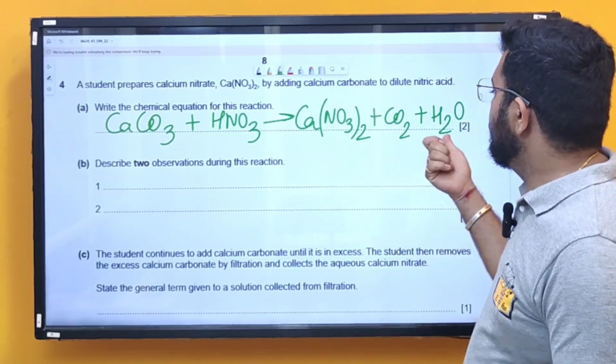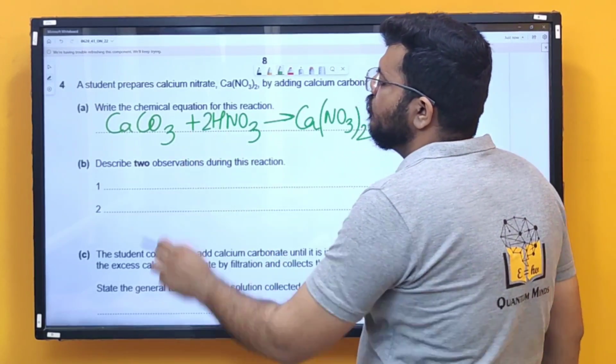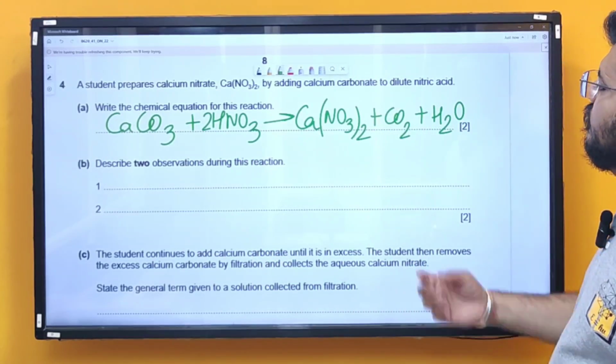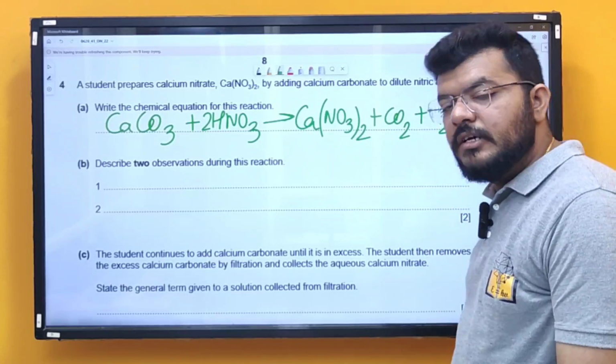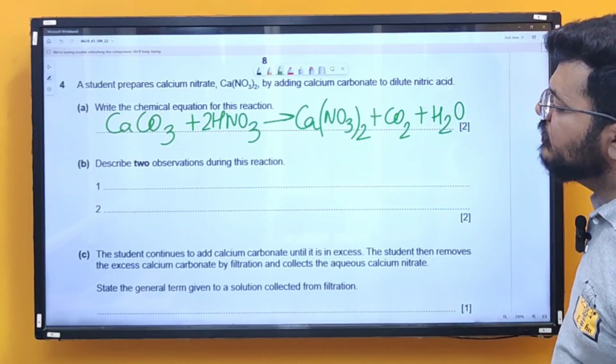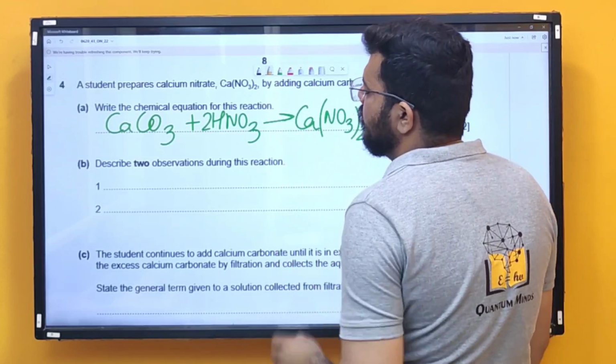You have NO3 twice, H2, so simply add a 2 here. Check again, you have CO2, 1 oxygen. Yes, this is a balanced reaction. Describe two observations during this reaction.